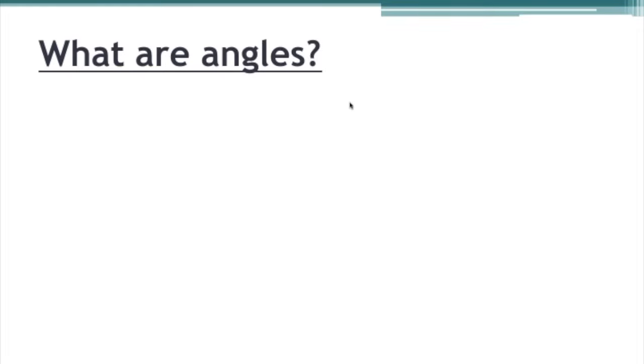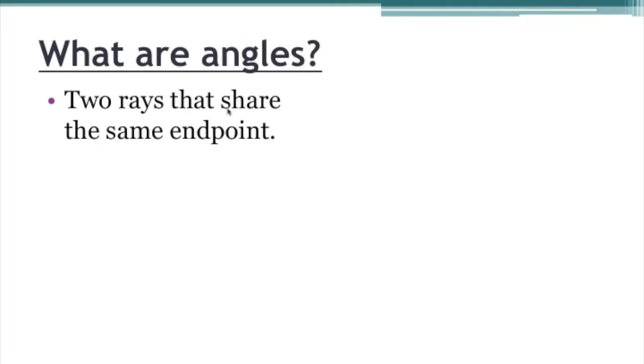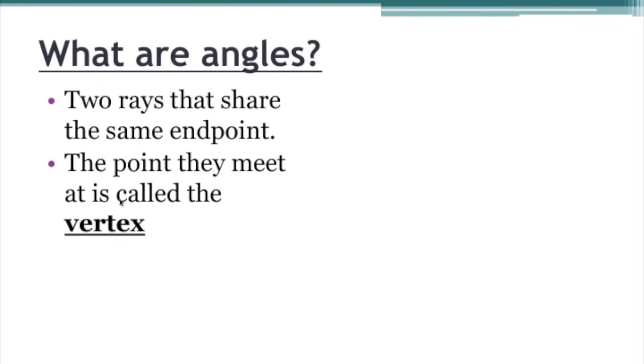So first of all, just a review, what exactly are angles? Angles are formed when two rays share the same endpoint, and that endpoint they meet at is called the vertex. So for example, this here is an angle, this point is a vertex, because these are two rays, one ray there, and they meet at this point, the vertex.